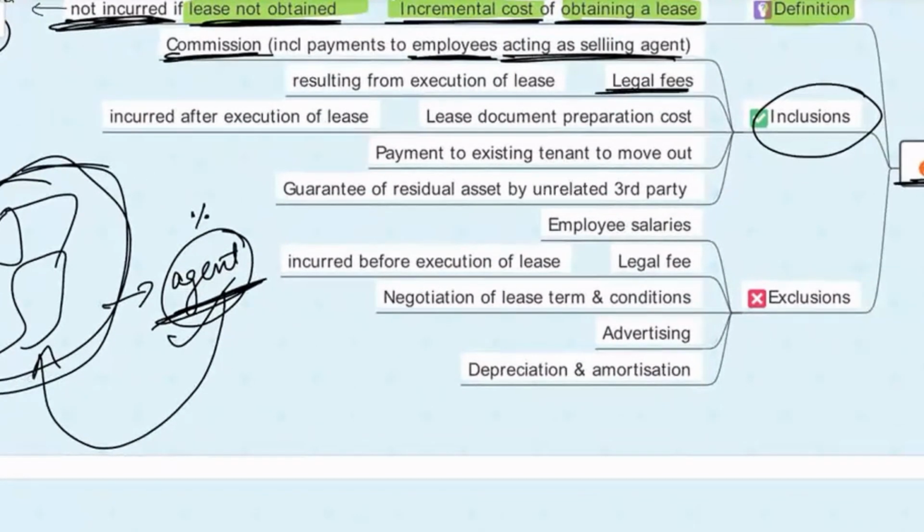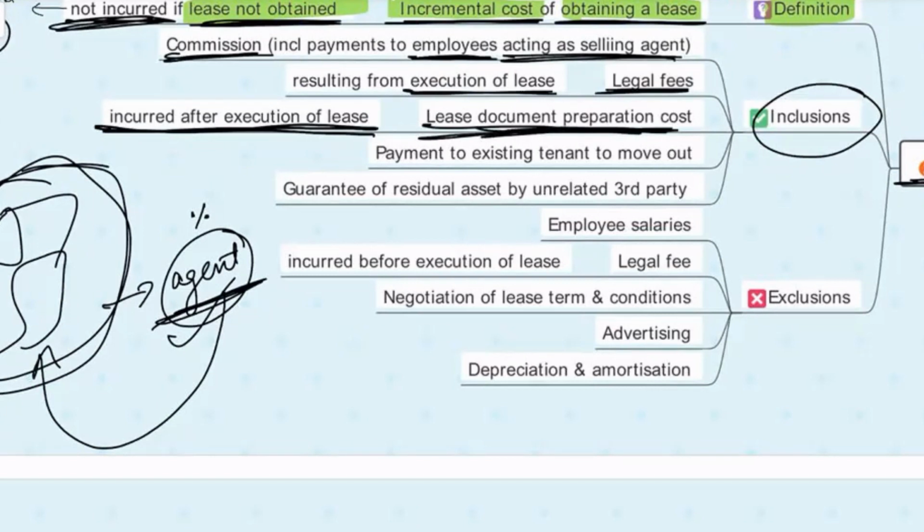Then if there are any legal fees which you have to incur to execute the lease, suppose making some documents of lease or lease agreements, or hiring someone to do the legal work, all these legal fees will also get included as your initial direct cost. Then lease document preparation cost, incurred after execution of lease. So after the lease terms are agreed on, you have to prepare a lease document, right? When both the parties have decided and agreed that this lease is going to happen, after that, for document preparation of the lease, you are incurring some cost. Then in such case, that will also get included as your initial direct cost.